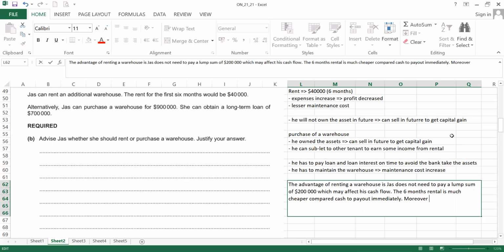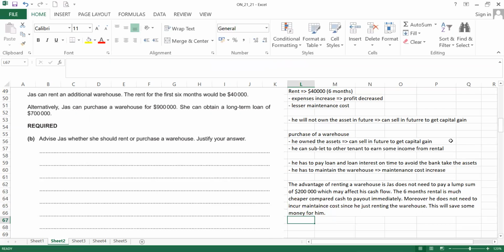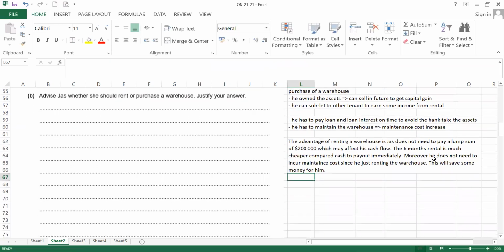Moreover, he does not need to incur maintenance costs since he is just renting the warehouse. So this will save some money for him. Okay, so this is the information that you can talk.